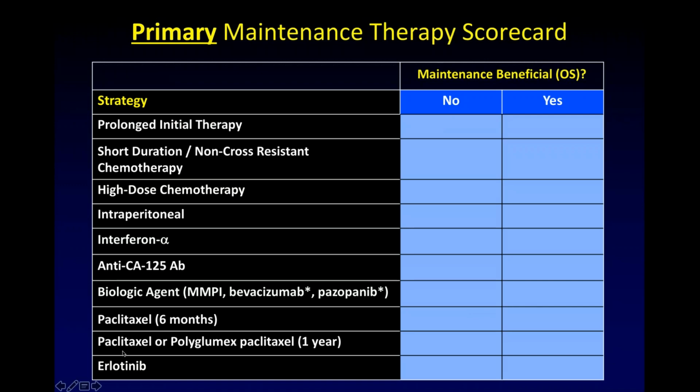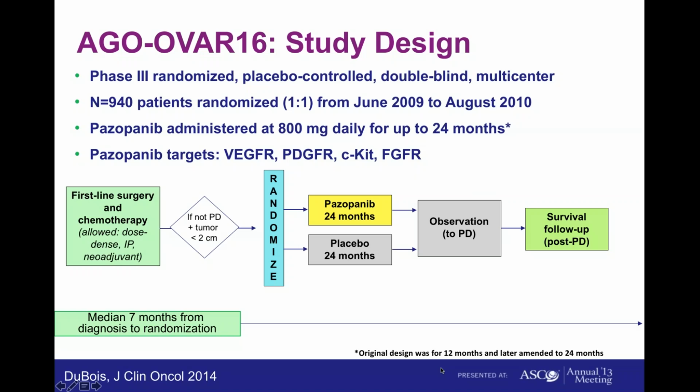So it was somewhat disappointing, but after having experienced all this work, it was not surprising that our standard of care after women finished frontline chemotherapy was observation, because all of these trials did not seem to extend the life of women when they got it. So we kind of parked it there.